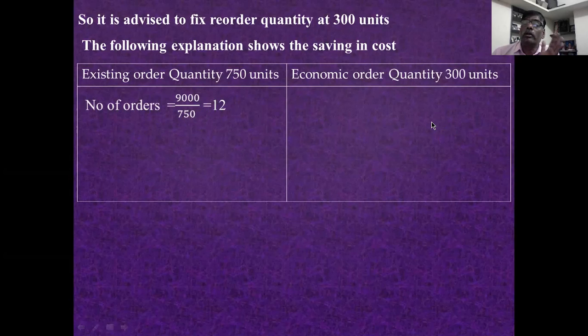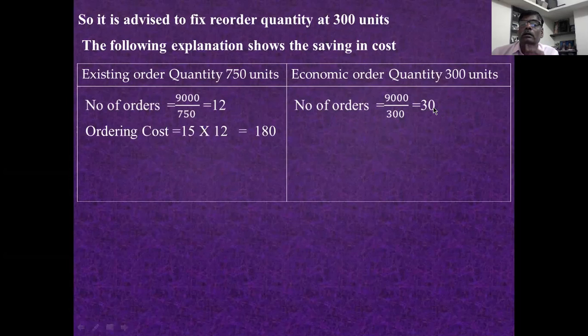Then according to economic order quantity, how many orders you have to place? You see here, 9,000 is the required quantity. In one order, you have to place 300 quantity, and the number of orders should be 30. You have to make 30 orders in a year. Okay, this is the point you clear. 12 orders as per the present condition, 30 orders in a year as per economic order quantity.